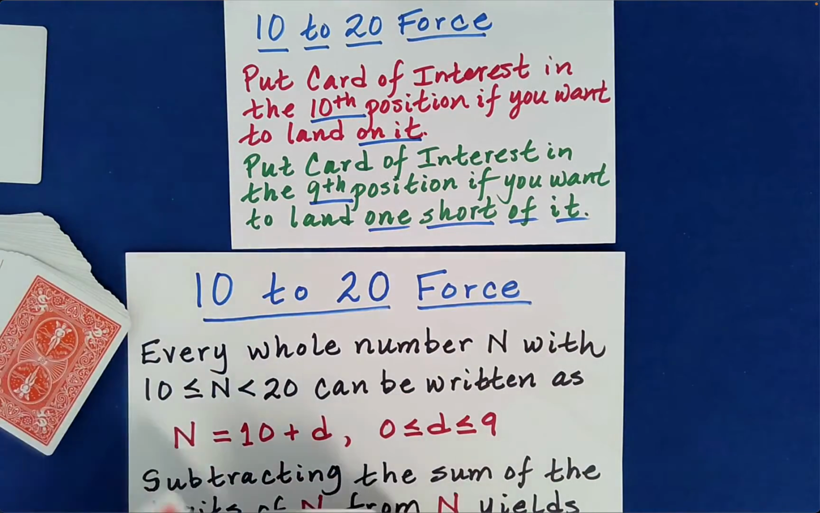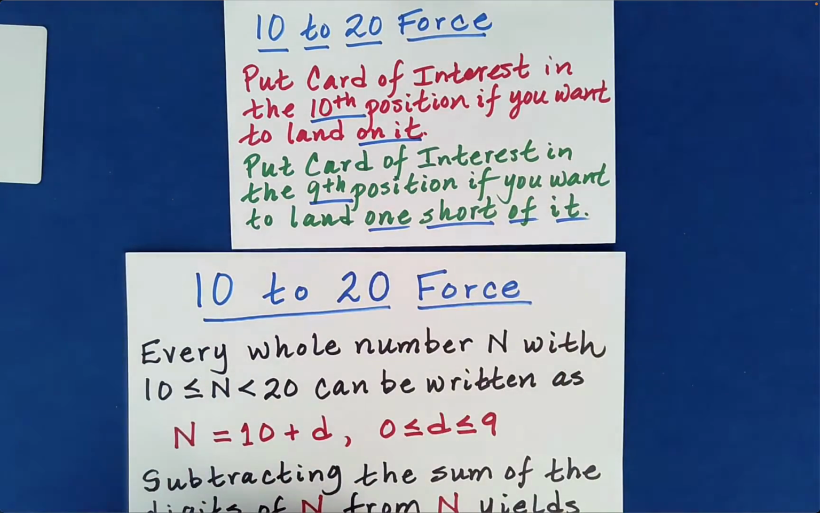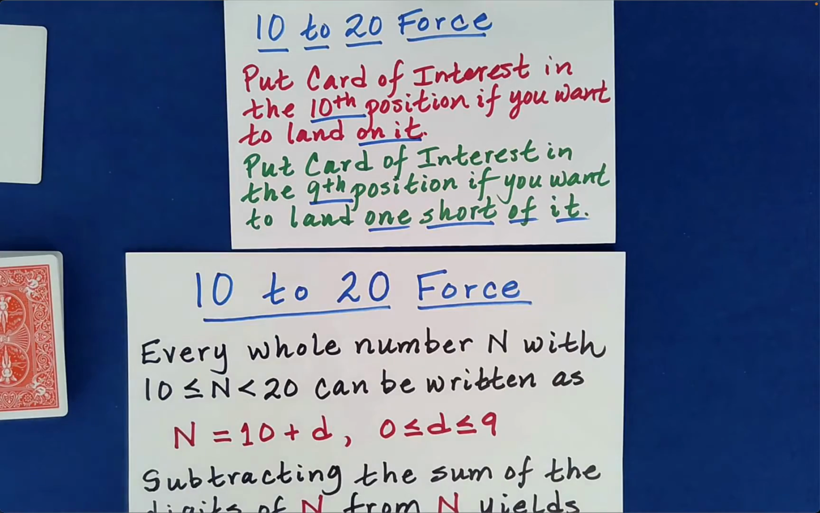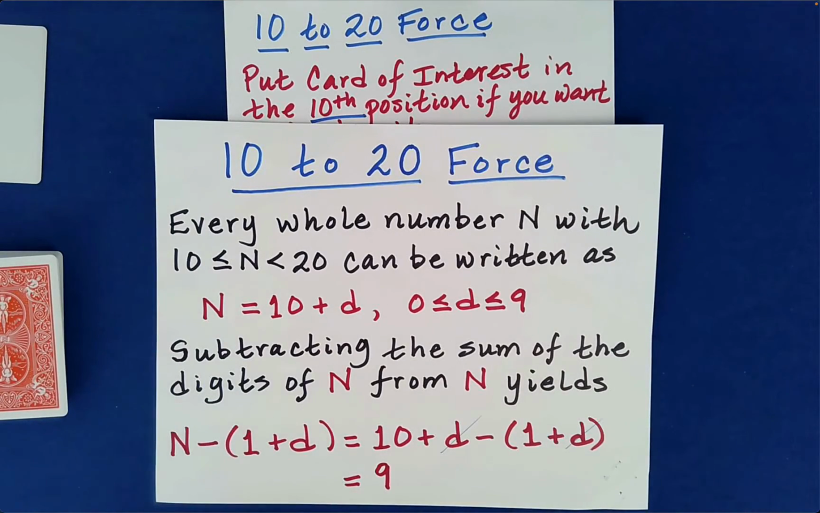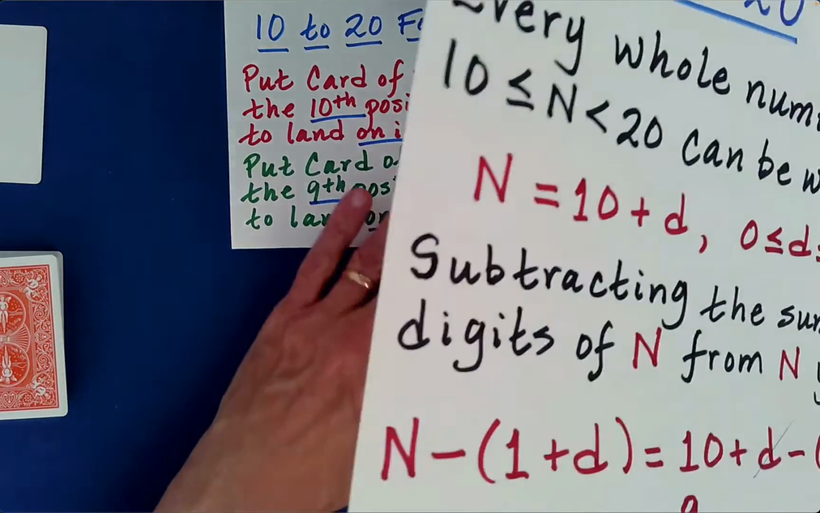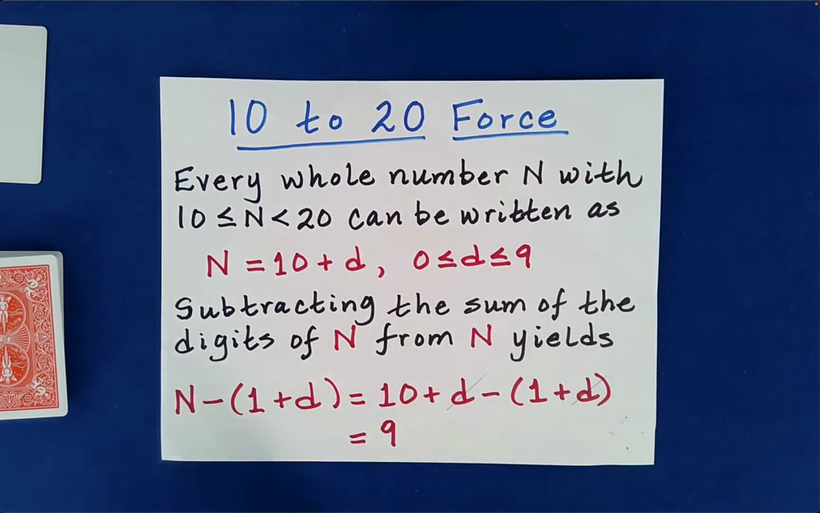So this is very much a kind of a utility move, or what we just call a card force, if you're wanting the spectator to choose a particular card for some reason. So let's just quickly, the proof for this is incredibly elementary. So most of you maybe won't even need to see this part of it.